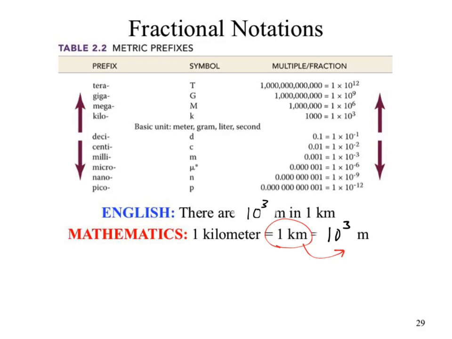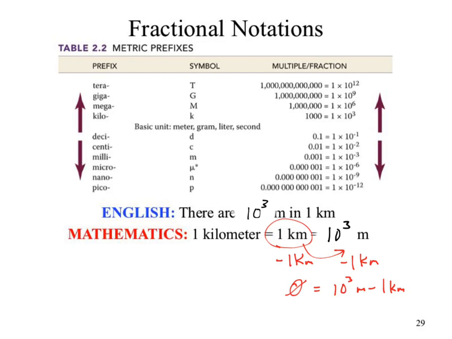Okay, so what would be left? Okay, what would be left? No. So we'd have 0 equals 10 to the third meters minus 1 kilometer. Right? Which should equal 0. That's valid. That's a valid expression.